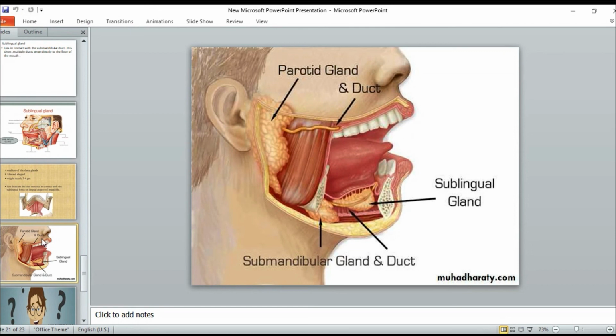So for the exam, I put a marker on the gland, and you must write down submandibular gland, sublingual gland, parotid gland, or the ducts. For today, just this picture is important. I hope it's easy and you understand what I said. Thank you for listening.